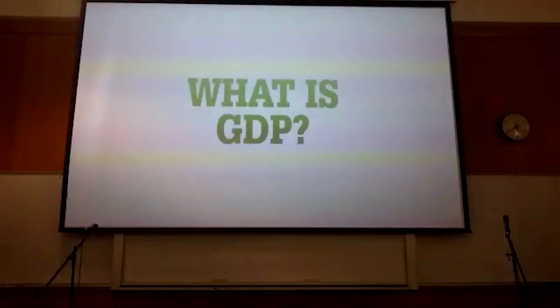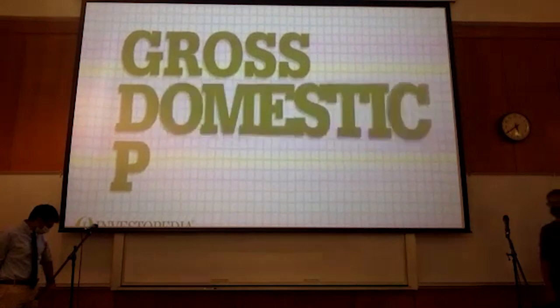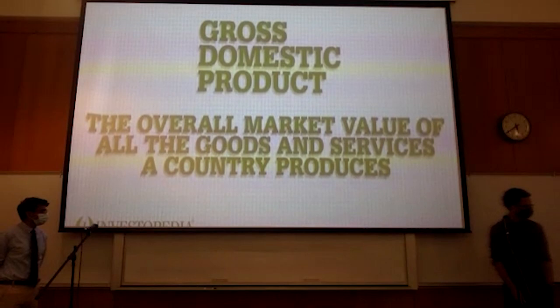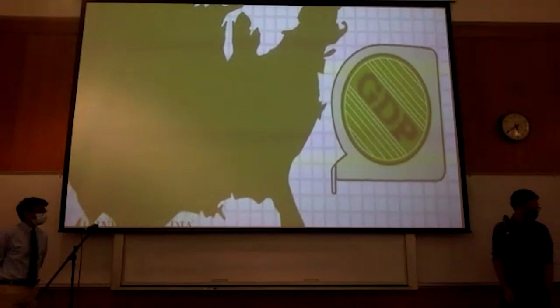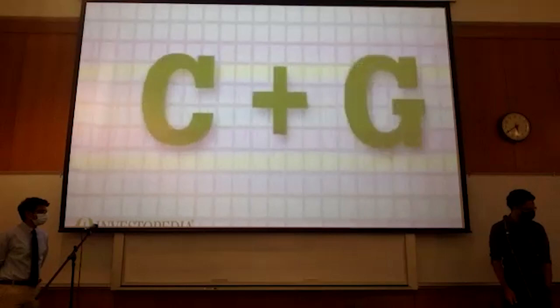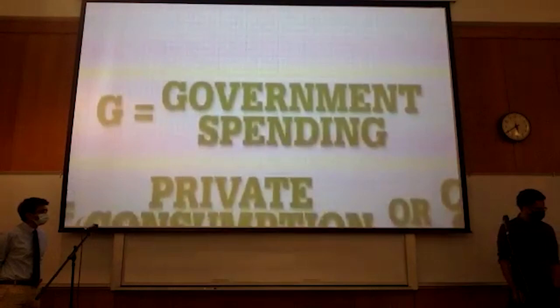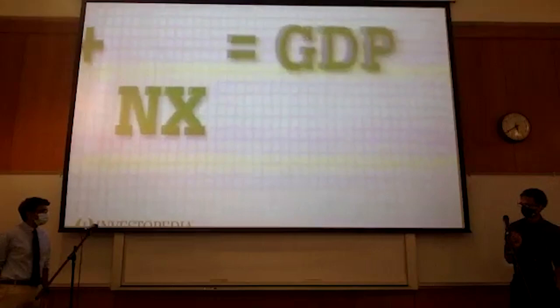The letters GDP are flung around often by the president, the Federal Reserve Board, journalists, and many others. They stand for gross domestic product, which represents the overall market value of all the goods and services a country produces. In a way, it's like a price tag on a country's output, and it measures the size of the economy. The price is determined with the following formula: C plus G plus I plus NX equals GDP, where C is the nation's private consumption or consumer spending, G is the sum of government spending, I is the sum of businesses' capital spending, and NX is the nation's total net exports, exports minus imports.